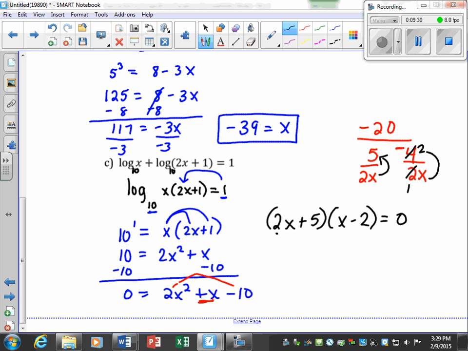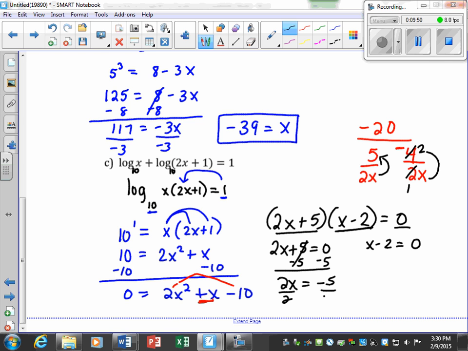Okay, I'm going to set this one equal to 0 and solve, and then I'm going to set this factor equal to 0 and solve. And then we're just solving these for x. Divide both sides by 2. x is equal to negative 5 halves. I come over here and I add 2 to both sides, and x is equal to positive 2.